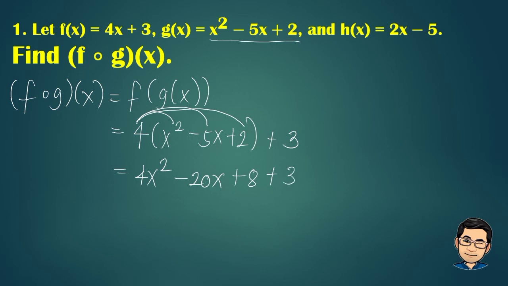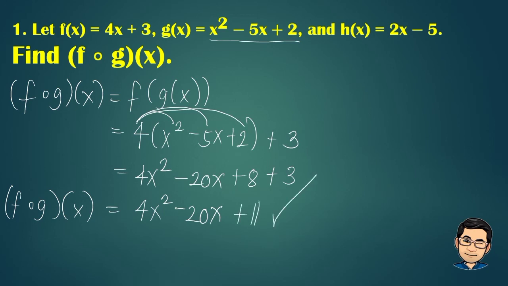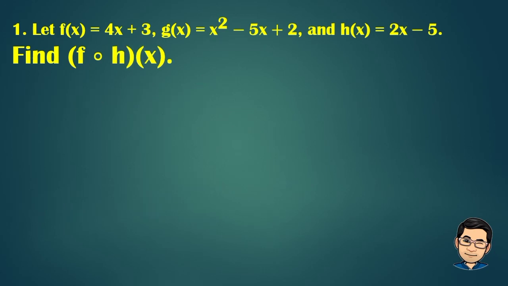So, f of g of x is equal to 4x squared minus 20x plus the sum of 8 and 3 is 11. This is our final answer. Next, f of h of x naman, f of h of x is equal to f times the quantity of h of x.